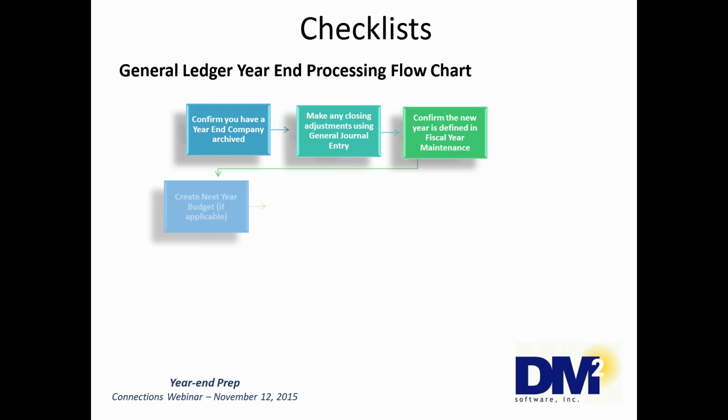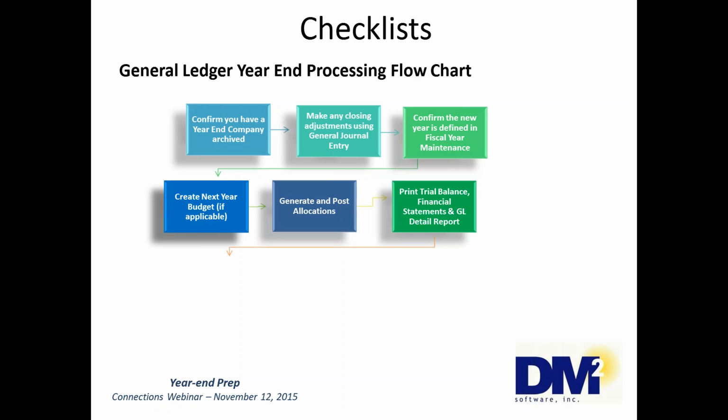Create a next year budget if you're using budgets. Generate and post any allocations if you're using allocations. Print your trial balance, your financial statements, and your GL detail reports. Perform your period and year-end processing. So that is a flow chart. You could also create a flow chart as well. These are just some examples of some things that you can do.